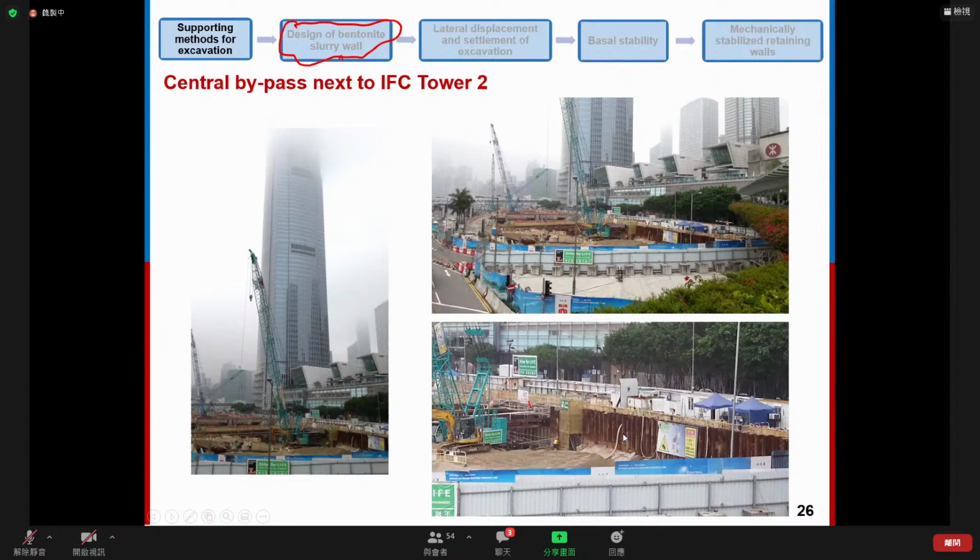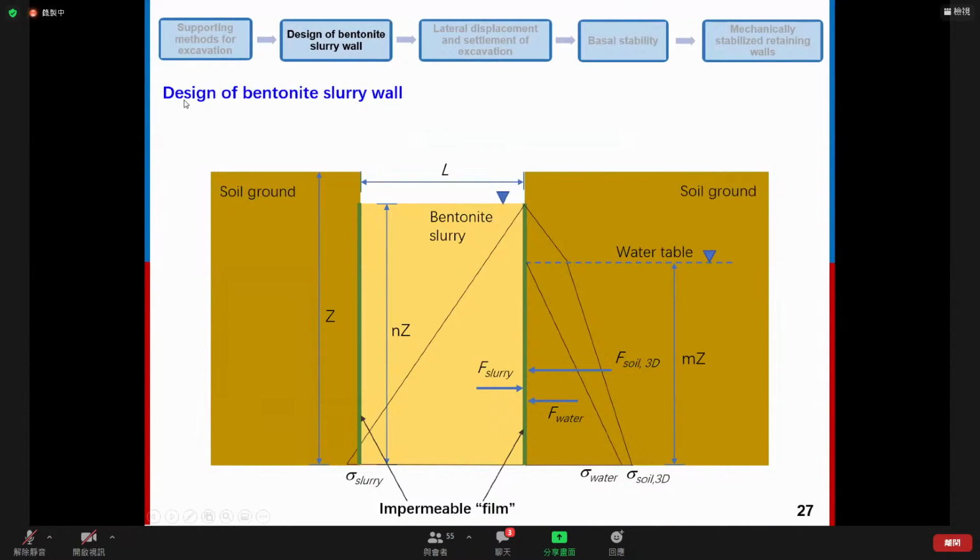Okay, let's go back to this slide. You can see this is the sheet pile, oh, sorry. This is the sheet pile wall. As we discussed before, sheet pile wall is very commonly used in Hong Kong. Okay, so now let's move to the design of the bentonite slurry wall. Okay, so right now I can answer your question.